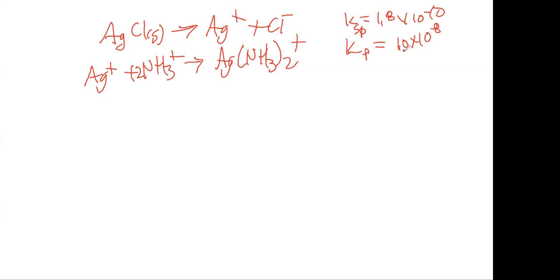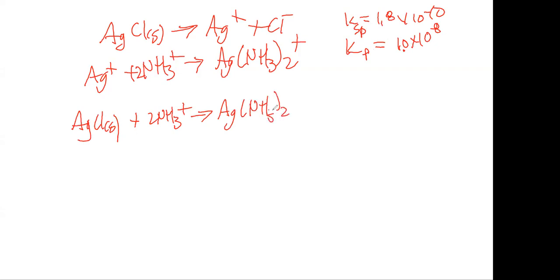And so if we look at that entire process, that means that the dissolution of that silver plus the ammonia to make the silver-containing metal complex and the chlorine minus should have a K value of our KSP times our KF, right? So if we add the equations, then we need to multiply their Ks. So 1.8 times 10 to the minus 10 times 1.0 times 10 to the 8, and we get 1.8 times 10 to the minus 2.